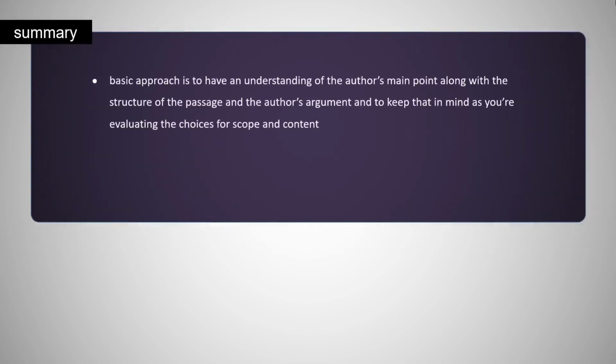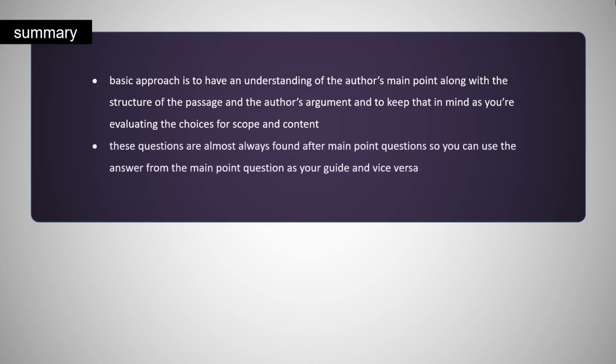Okay, in terms of the quick summary, the basic approach is to have an understanding of the author's main point along with the structure of the passage and the author's argument, and to keep that in mind as you're evaluating the choices for scope and content. These questions are almost always found after main point questions, so you can use the answer from the main point question as your guide, and vice versa, depending on which one you do last. So you save these ones for last along with the main point questions.